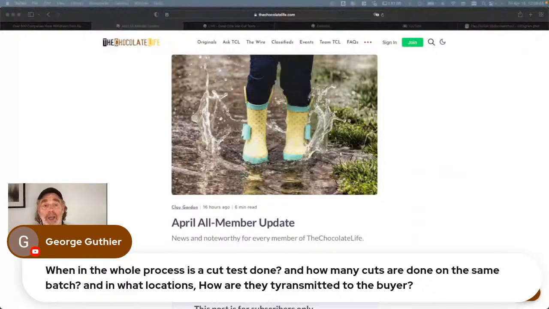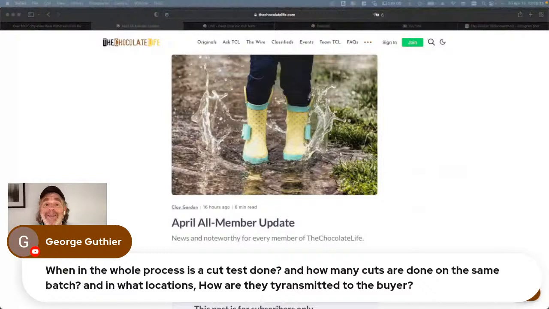Now, ideally, in ideal circumstances, the producer, if it's a farmer selling to a cooperative, provides that information to the cooperative, and then the cooperative provides it to whoever is doing the exportation of beans. And what the exporter does as part of their export record is attach the cut tests, so that you as a buyer can see that progression of cut tests.